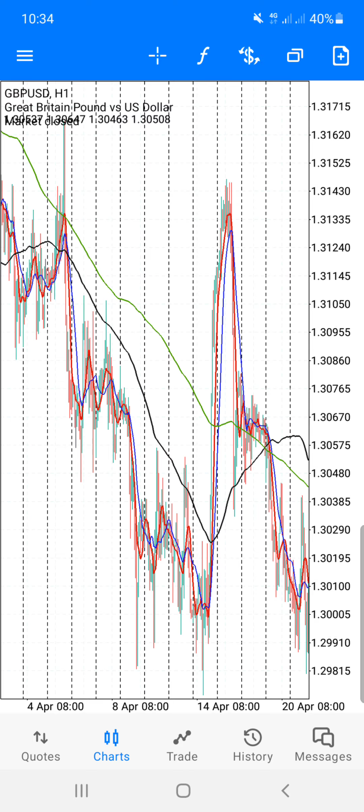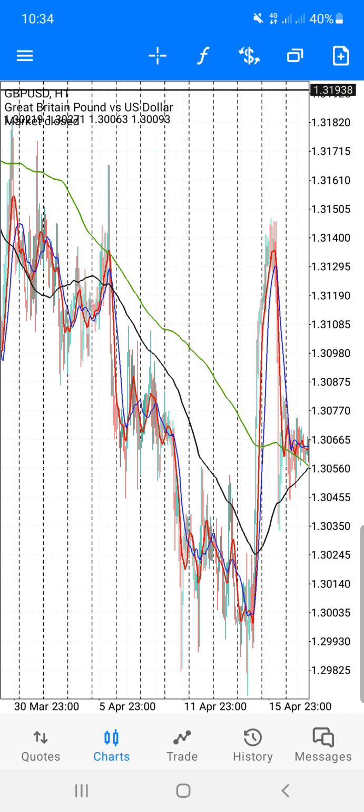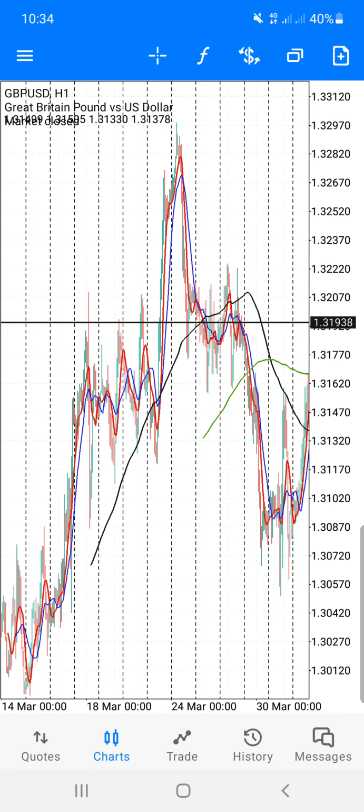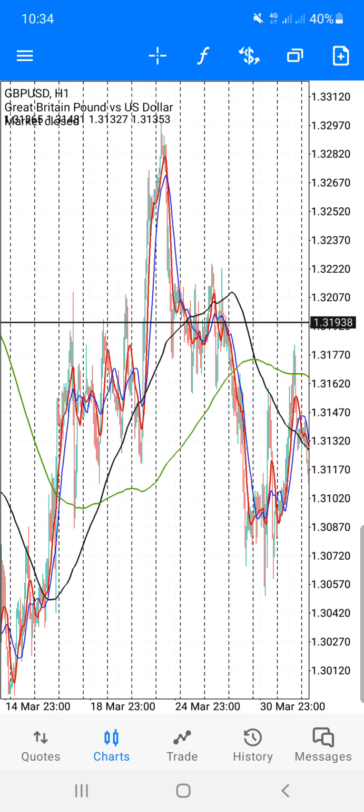So now the work of the 200 moving average is to tell us what particular trend we are currently in. If the candles are above the 200 moving average, it means we are in an uptrend. That is to say, if the red and the blue moving averages are above the 200 moving average, it means that we are in an uptrend.